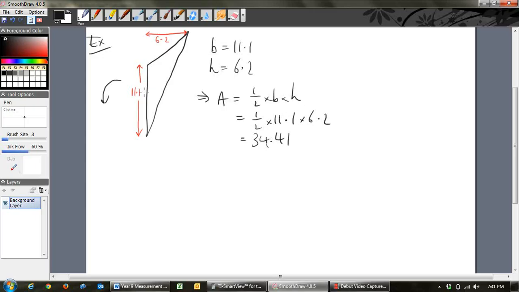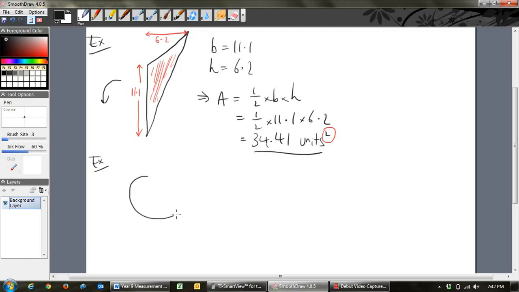Too easy. We haven't been told what the units are, but you must write a unit in every answer. So we just say it's units squared. Okay, it's area, so it's squared. It's two dimensions we're talking about. We're talking about two-dimensional area in here, so it must be units squared. Okay, make sure of that. Fantastic.